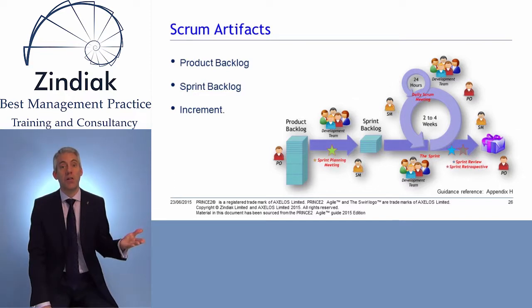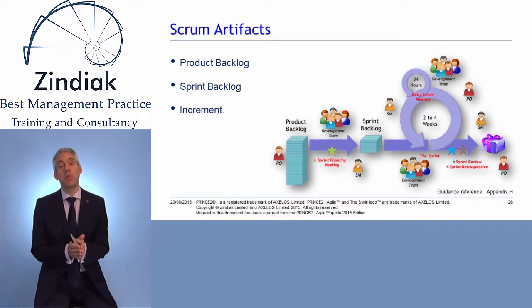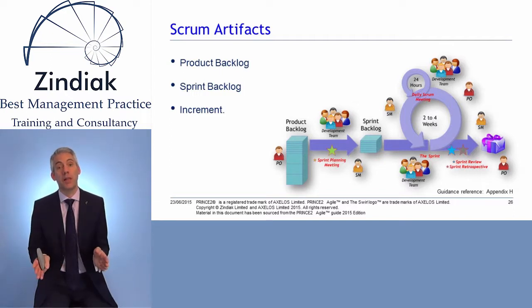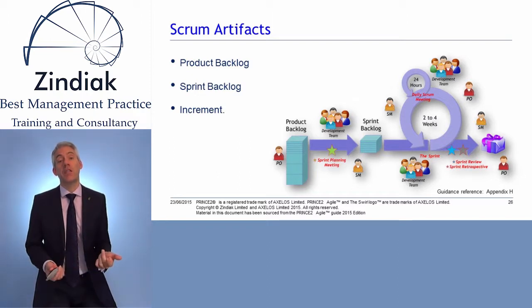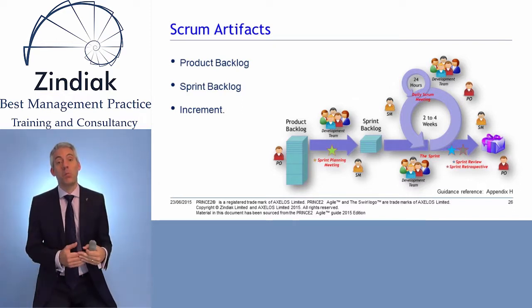The sprint backlog is a subset of the product backlog that the development team are attempting to deliver in the current sprint period. The increment is the list of products in the product backlog that are complete. So again, in PRINCE2 terms, you might ask for a product status account to show all the products that are complete, and that would be the increment.